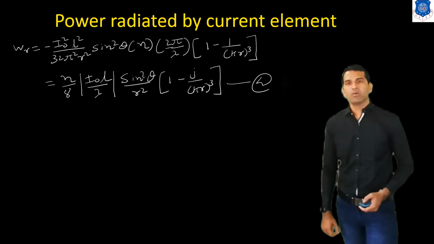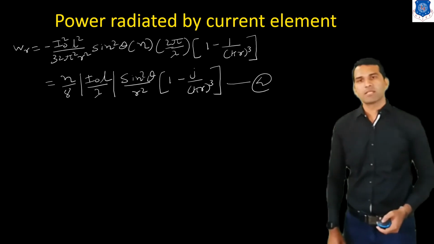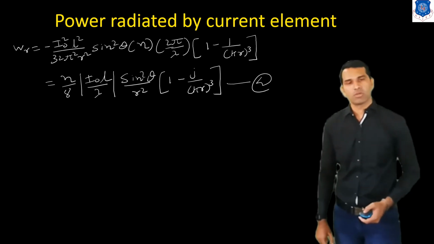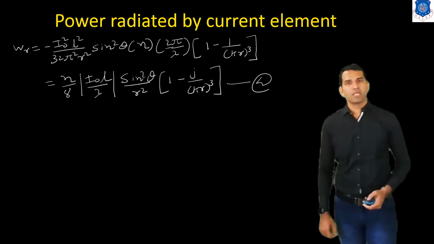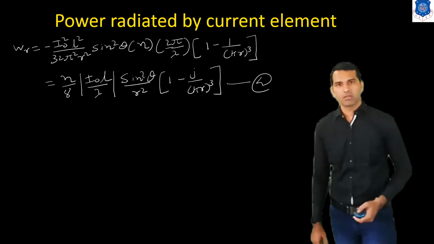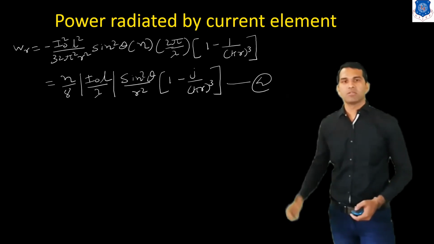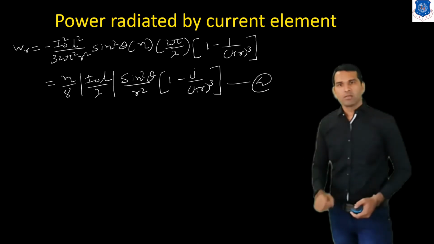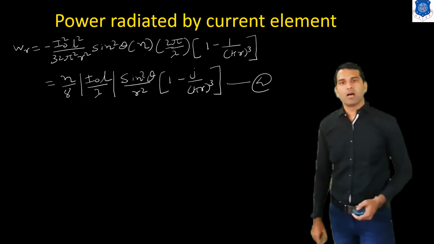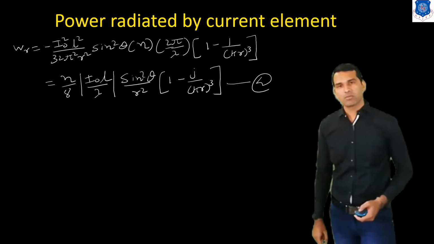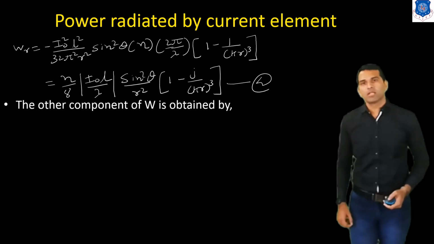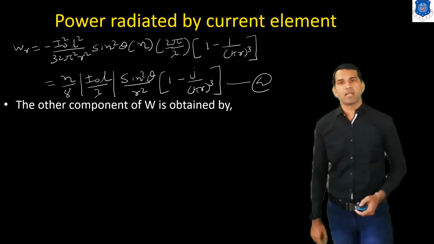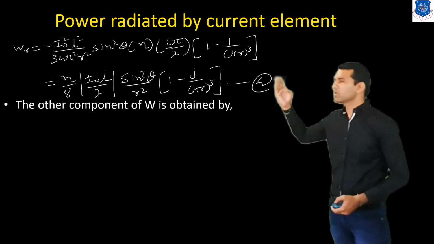Now, we have the equation W_R equals minus I0² L² η / (32 π² R²) sin²θ times (2π/λ)... (1 − 1/(jkR)³). When we solve this equation, we can write it as η/8 · (I0 L/λ)² sin²θ / R² · (1 − j/(kR)³). The other component W_θ is obtained by, that means here we have solved the first component, which is W_R.